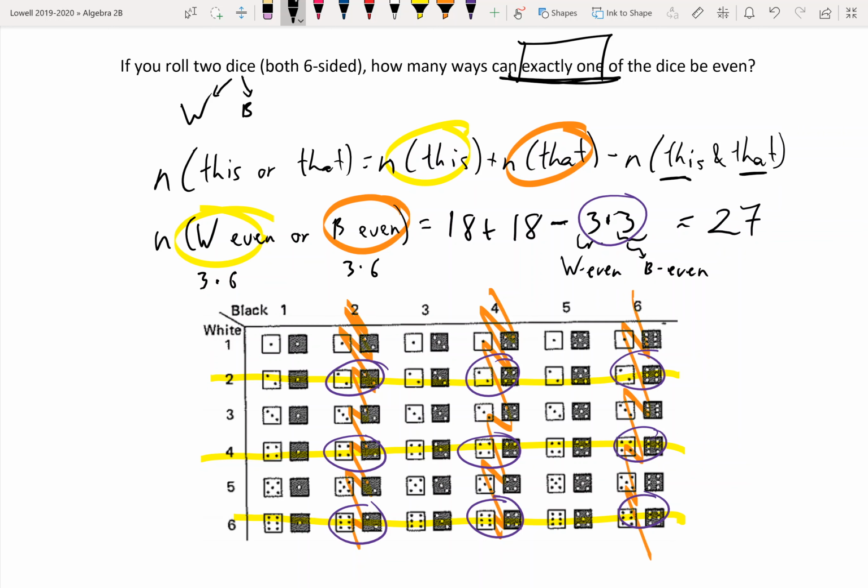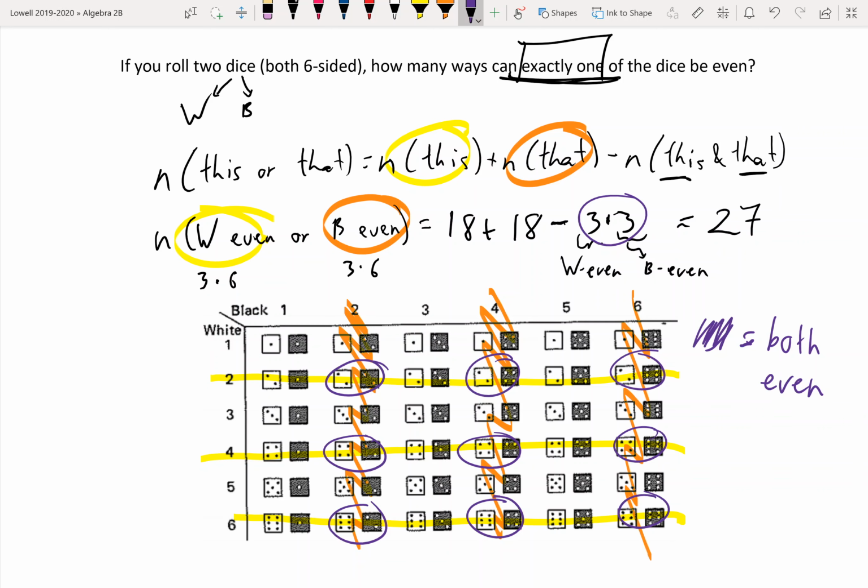Where they overlap is where they are both even. So again, this overlap here, in purple, equals both even. When we subtract the 9, what we are doing is accounting for that one by taking it away. But how many times has it been counted?